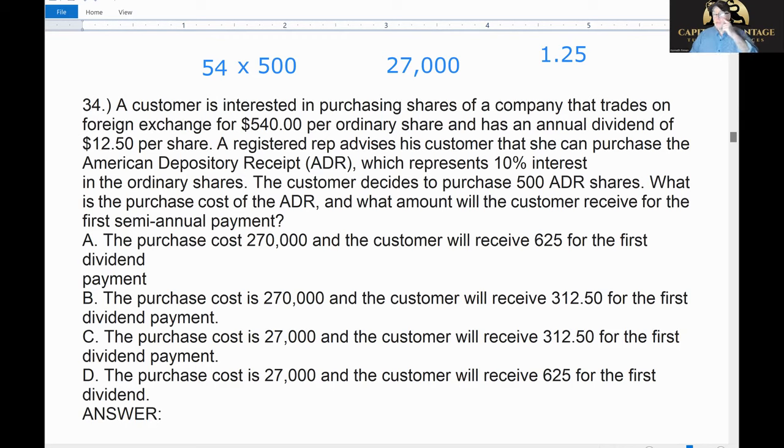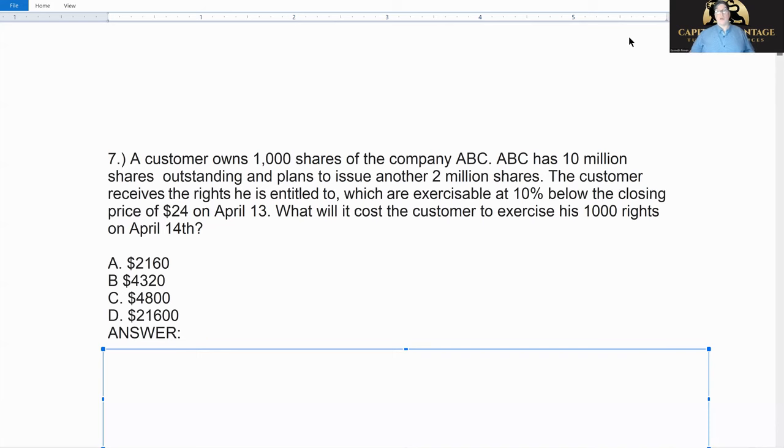Just again, even these hard ones, that's what I'm trying to show you. Just break them down into little bits and they should be easier. Okay, so let's talk about our rights offering a little bit. Hopefully you're this far, you know that if a company issues more shares, they're going to do a preemptive right or a rights offering, give their current shareholders the ability to buy more shares at a discount to maintain the percentage ownership.